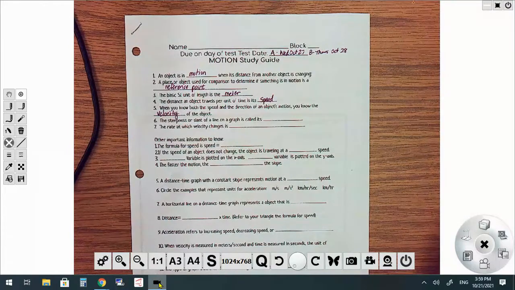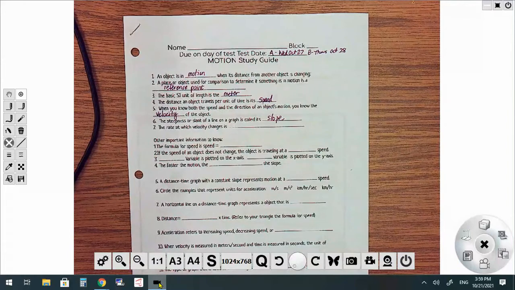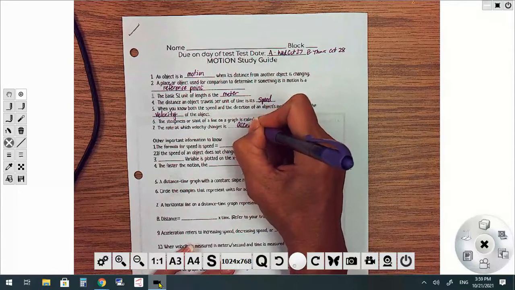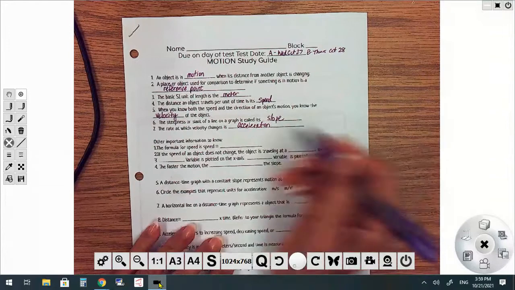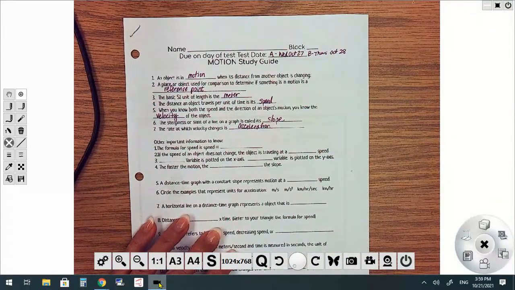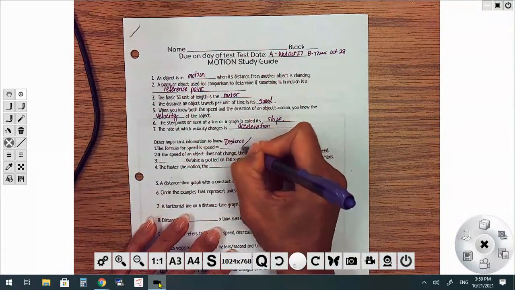Number 6, the steepness or slant of a line on a graph is called its, all right, slope. Number 7, the rate at which velocity changes is, that is right, acceleration. Other important information to know is, what is the formula for speed? Number 1. Speed is distance over time. Take your distance and divide it by the time.